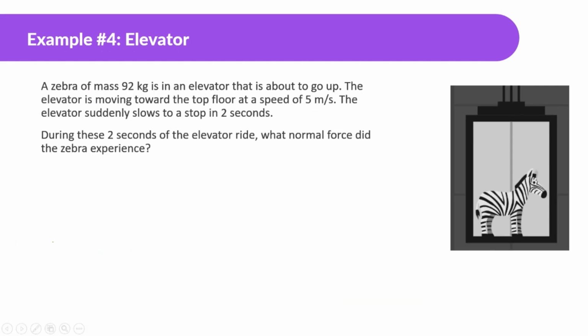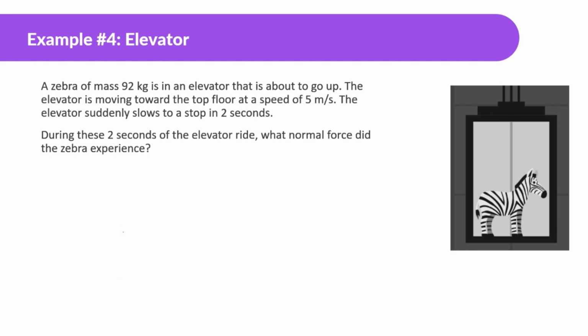Okay, let's look at this example. A zebra of a mass 92 kilograms is in an elevator that is about to go up. The elevator is moving toward the top floor at a speed of 5 meters per second. The elevator suddenly slows to a stop in 2 seconds. During these 2 seconds of the elevator ride, what normal force did the zebra experience?